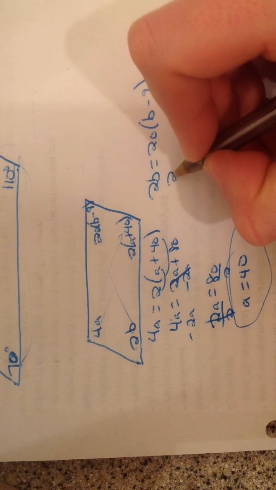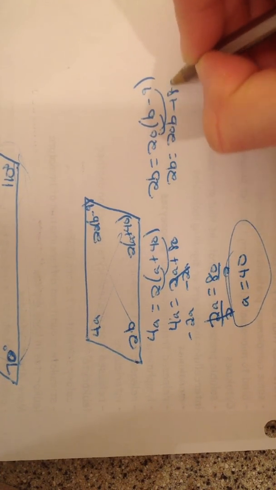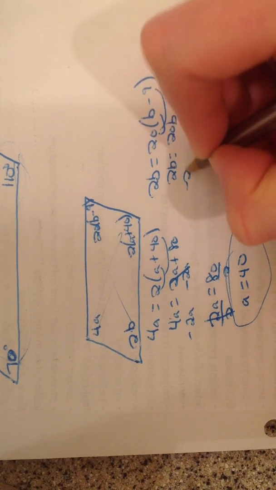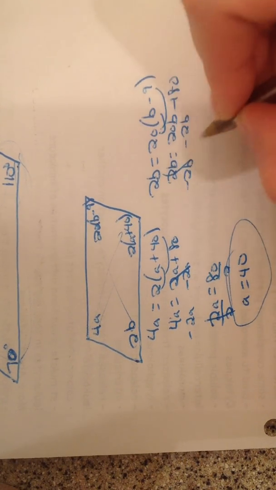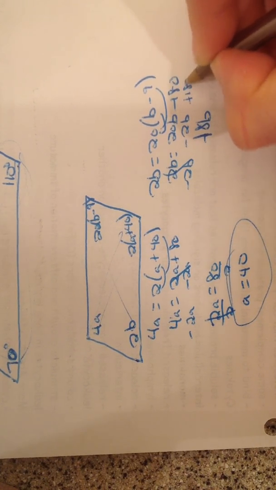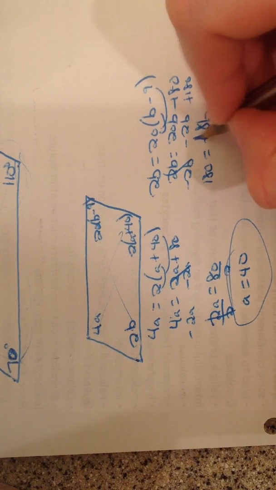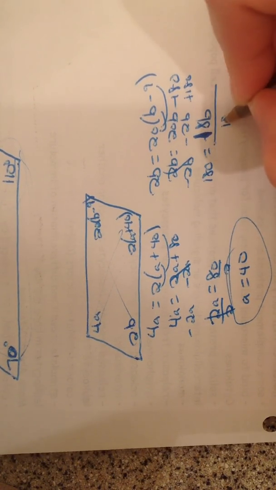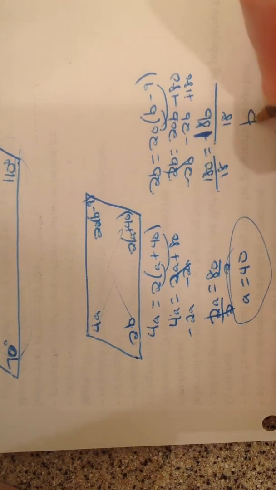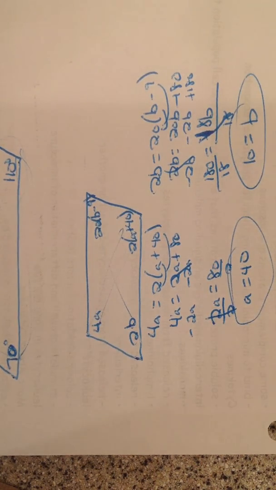Solving for b, 2b equals 20b minus 180, minus 2b, 18b. If we add the 180 to the other side, we get 180 equals 18b. Divide by 18, and b equals 10. So if b is 10 and a is 40, this is a parallelogram.